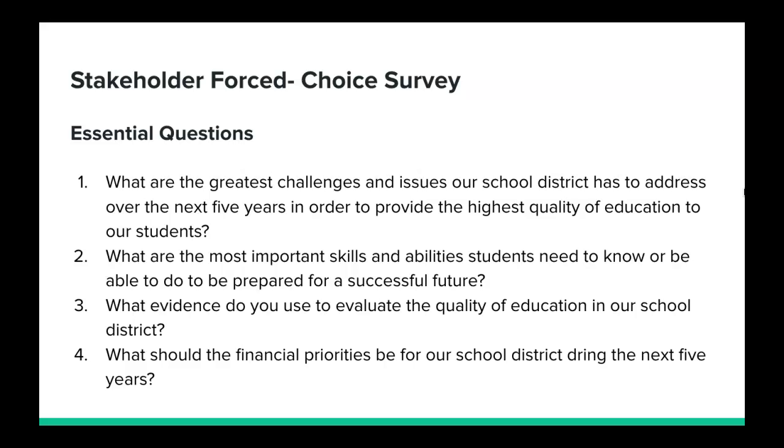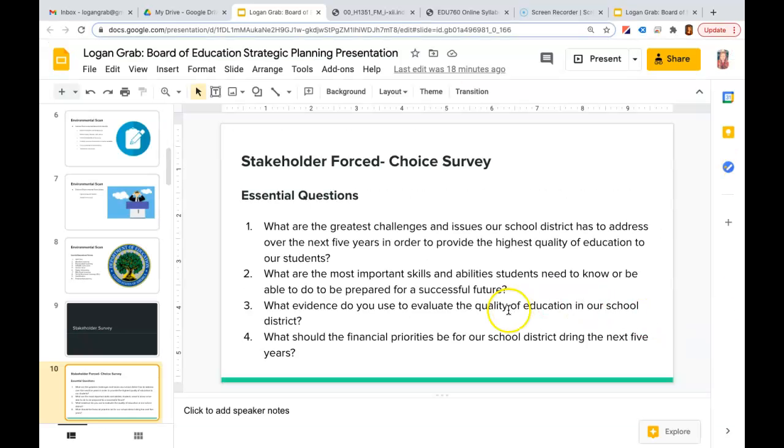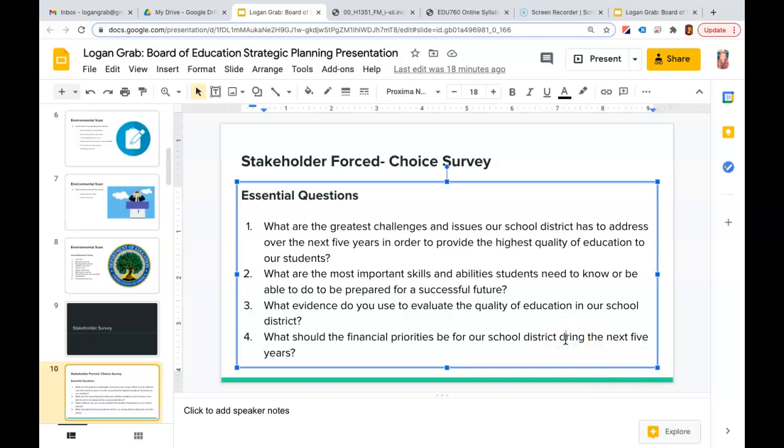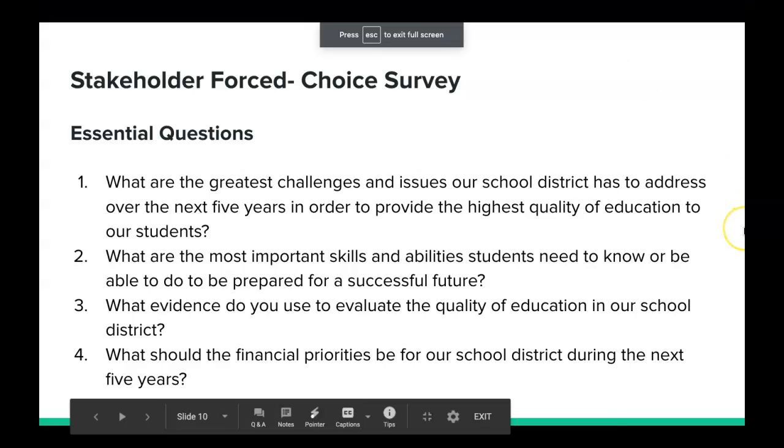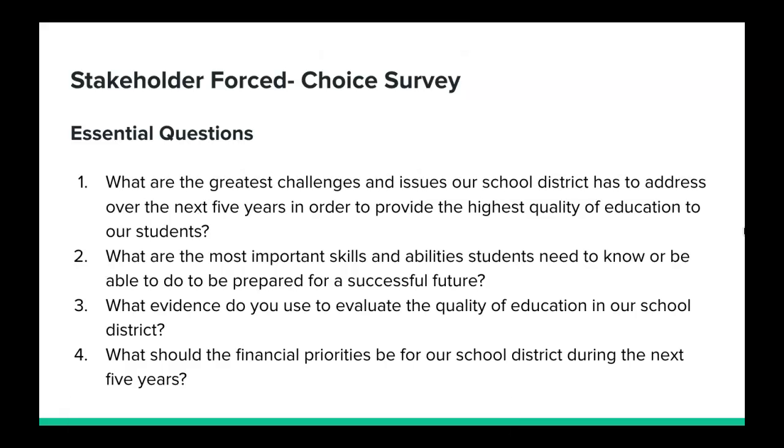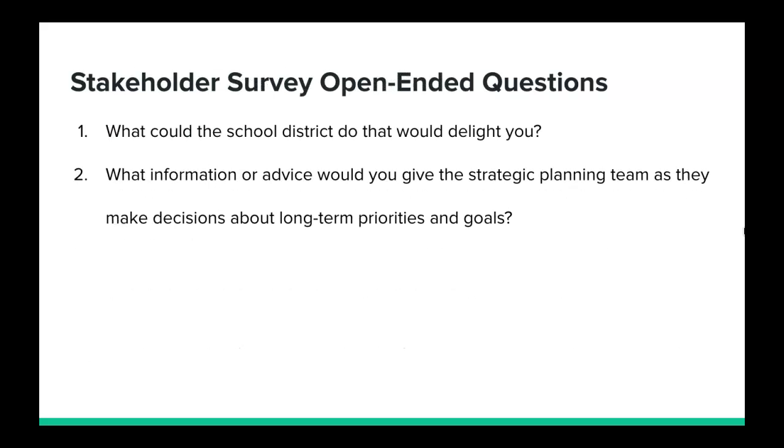So, I actually just noticed something, let me go in there and fix this really quick. I have a little bit of a spelling error there. Always good to spell check yourself. So these are the essential questions that we're going to ask. Now, there is an opportunity for there to be some open-ended questions, and that's what we're going to look at next. But we don't want our forced choice questions to have any more than 4 questions. So these are the questions that we are going to be focusing on.